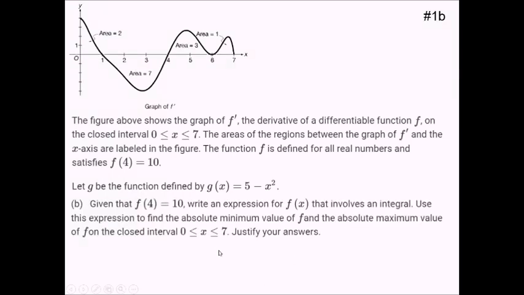For this part of the problem, given that f of 4 is 10, they really had to spell it out there, I guess. They want us to write an expression for f of x involving an integral. And then we'll use that to find the absolute min and max of f. Okay, so let's start with our expression for f of x. In general, to find any function value here, we need to start with the value they gave us, which is going to be 10 at the x value 4. And to that we have to add the integral from 4 to x of the f prime function. So the way I'm going to write this is f of x equals 10 plus integral from 4 to x.